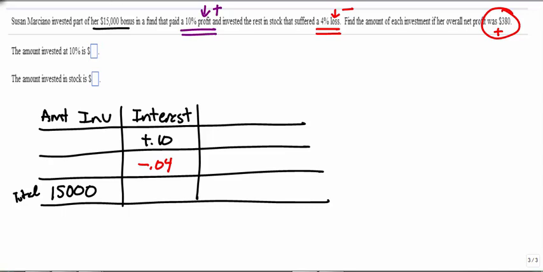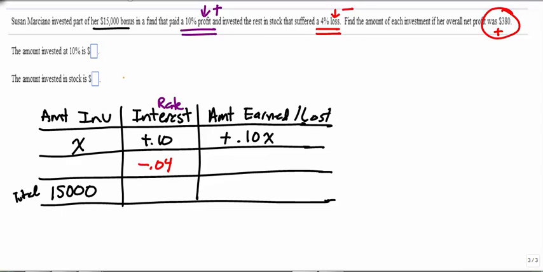So now we have the rate of interest, and then I also have the amount earned or lost, depending on the situation. And this is kind of where it gets tricky. Well, if I earn 10%, what I need to do then is take 10% of the amount invested. Well, I don't know how much I have invested, so I'm just going to call that X. So the amount earned on X amount of dollars invested would be 0.10X. Now this is added because it's earned.